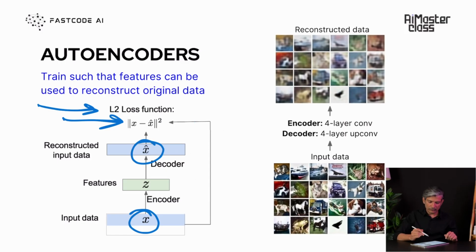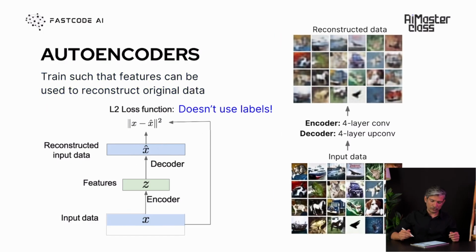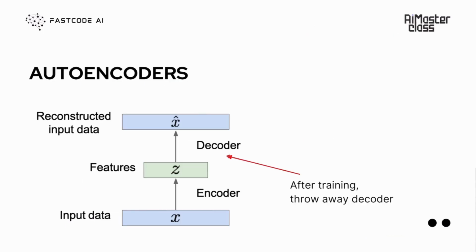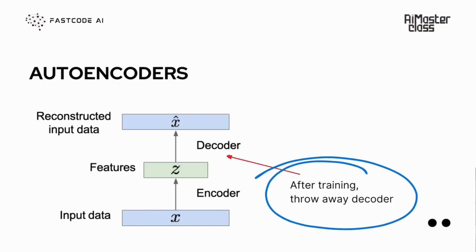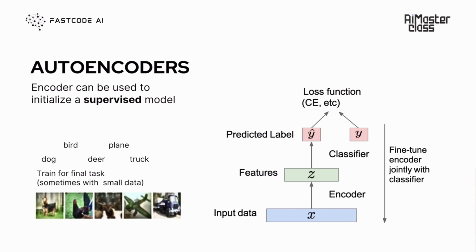After training is done, we throw away the decoder completely. So we use the loss, but it doesn't use labels because it's self-supervised, and after training we throw away the decoder, so we don't need the decoder anymore.